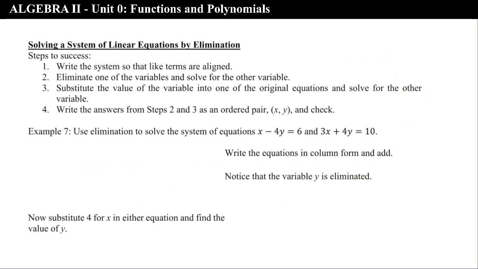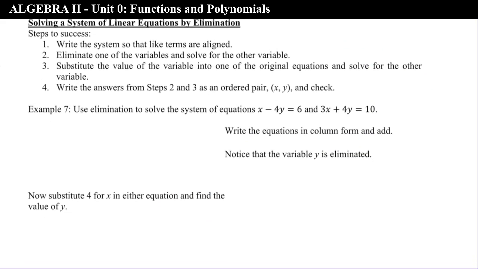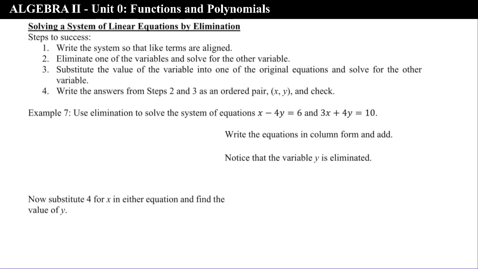Okay, let's move on now to solving a system of linear equations by elimination. Because substitution is good and all, but sometimes we can find faster ways to do things. And a lot of times math is about finding the most efficient and easiest way to do things because we don't want to go through more pain than we have to. So let's look at this and how it works.